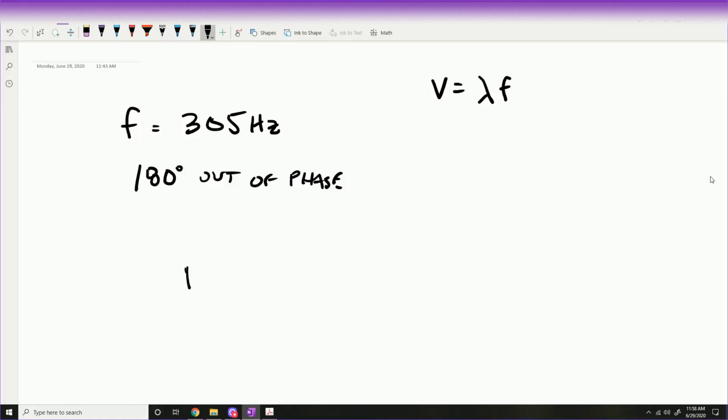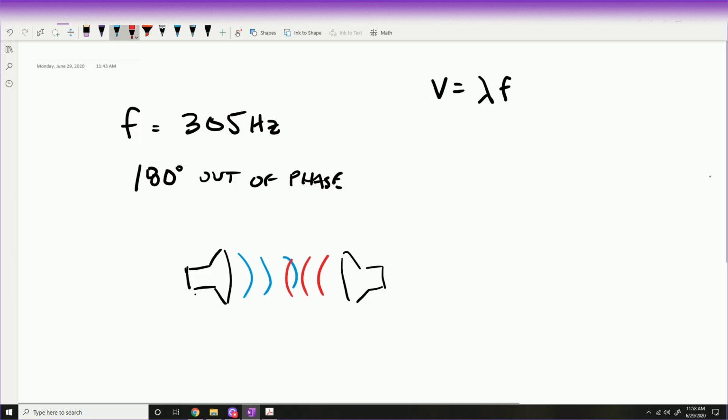In this problem, we take two speakers and we are facing them at one another, and we are playing the same frequency, but the catch here is that they are out of phase. They're actually 180 degrees out of phase, and I'd like to show you what that looks like.